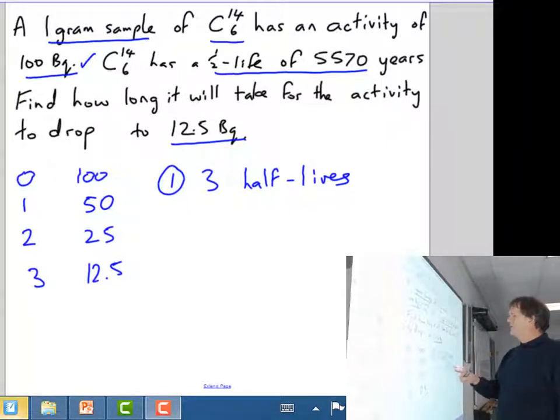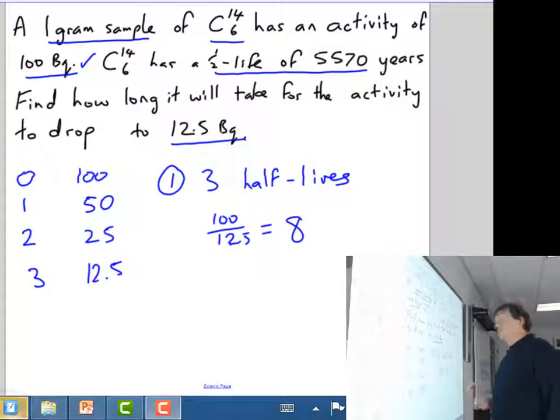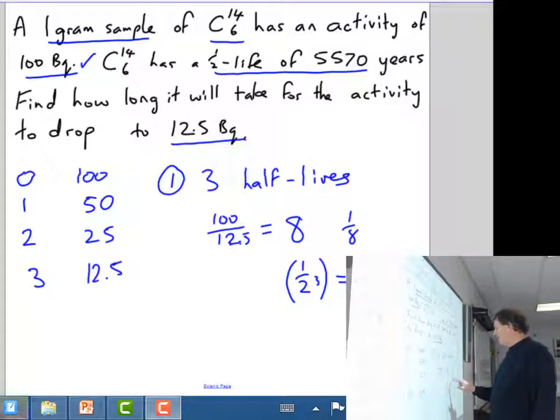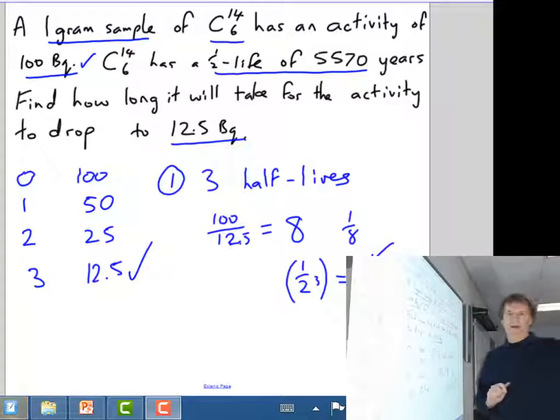The other way of doing this is to say we've got 100 becquerel going down to 12.5. What fraction is that? It's 8 times smaller, in other words, it's 1/8. Now how do you get to 1/8? It's a half to the power of 3, which gives you 1/8. So either of those two workings would show you why you've got 3 half-lives.